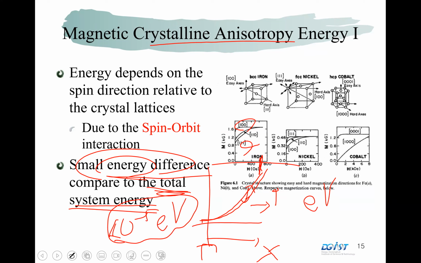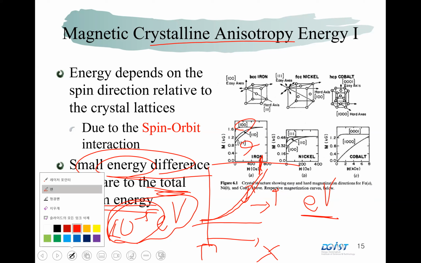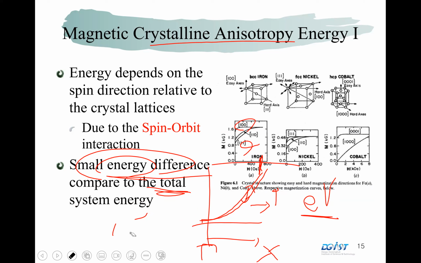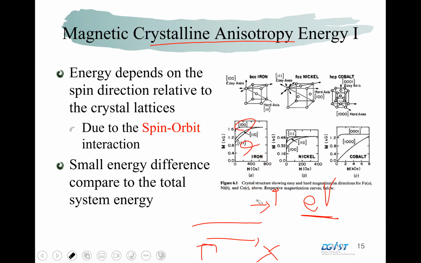So in a calculation, you need to calculate the energy with at least 6 significant digits. So that requires a lot of calculation cost. So that means the calculation is not easy. So many theorists try to calculate this energy, but it's one of the very difficult calculations. Nowadays, computing power is very powerful, so many people are doing these things, but about 20 years ago, it was a very challenging topic.